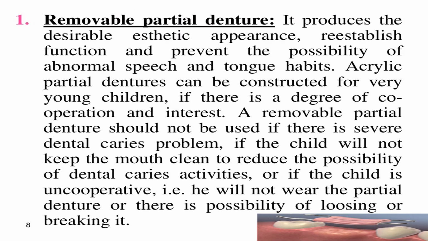1. Removable partial denture. It produces the desirable aesthetic appearance, re-establishes function, and prevents the possibility of abnormal speech and tongue habits. Acrylic partial dentures can be constructed for very young children, if there is a degree of cooperation and interest. A removable partial denture should not be used if there is severe dental caries problem, if the child will not keep the mouth clean to reduce the possibility of dental caries activity, or if the child is uncooperative, i.e. he will not wear the partial denture or there is possibility of losing or breaking it.